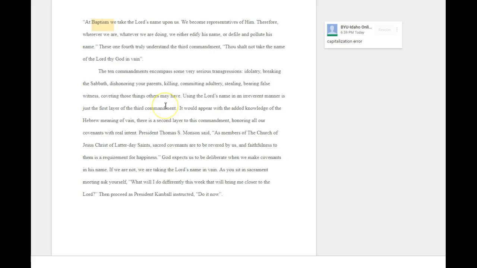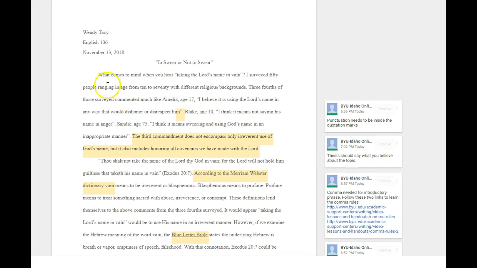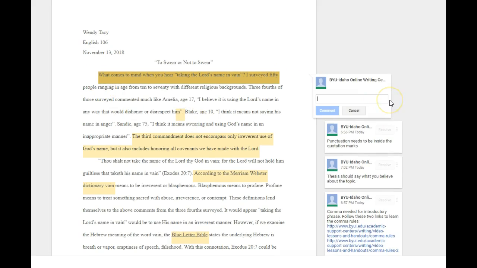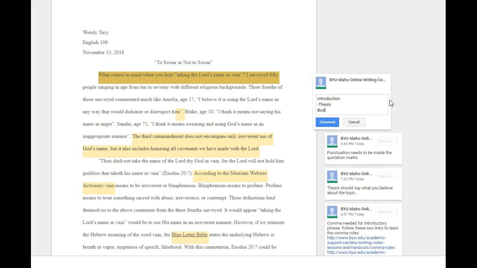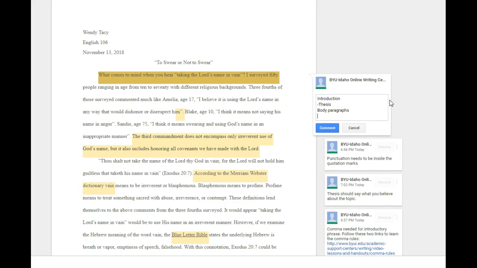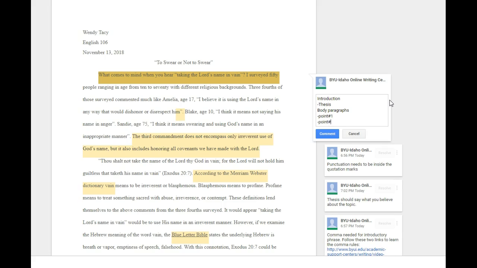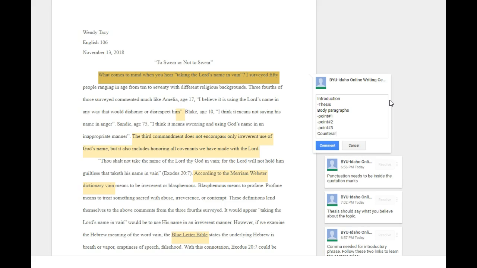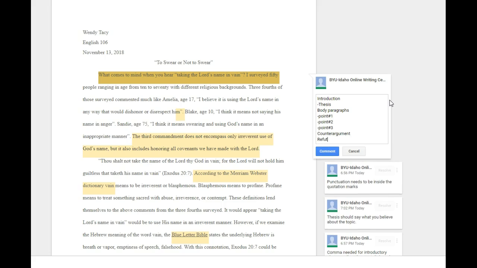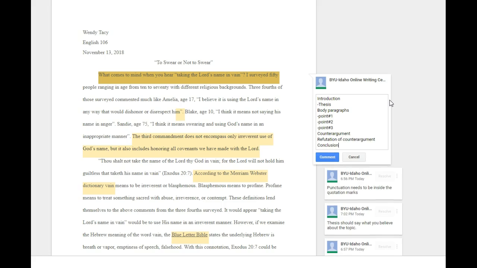And then you never even use a counter argument. So here to like help you with what it should look like, you're supposed to have an introduction. Then in your introduction you have your thesis, then you have your body paragraphs. And in your body paragraphs, you have point number 1, you have point number 2, you have point number 3, and then you have a counter argument, and then you have a refutation of a counter argument, like this, and then you have a conclusion. So these should be 3 different paragraphs, and they should all support your thesis.